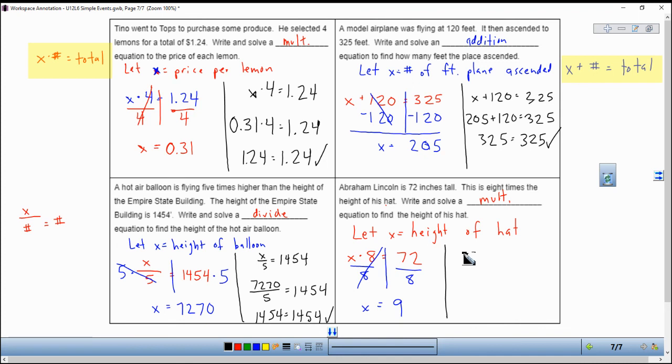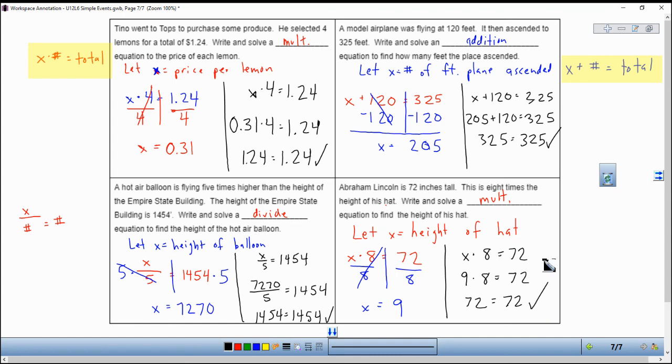So to check it, we're going to rewrite it. X times 8 equals 72. X in this case is 9. 9 times 8 is 72. What is 9 times 8? 9 times 8 is 72. 72 equals 72, and that is a check.